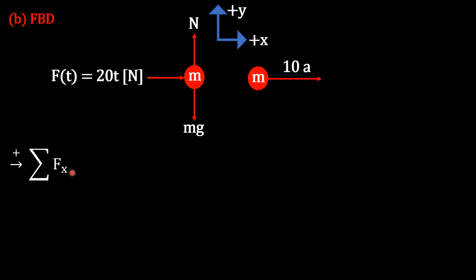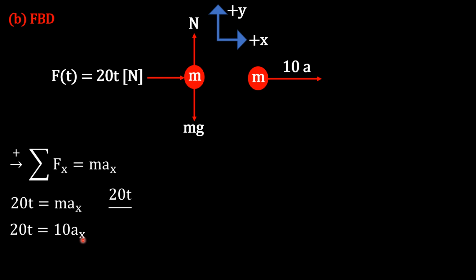So the sum of the forces here in the x direction equals mass times acceleration in the x direction. The only external force causing this particle to move is our variable force 20t acting to the right. And here mass is 10 kilograms. So from this point, we want to solve for acceleration in the x direction. So acceleration in the x direction as a function of time is 2t.